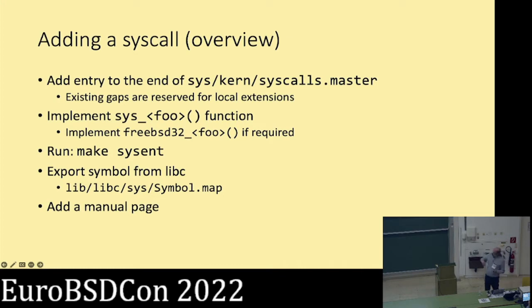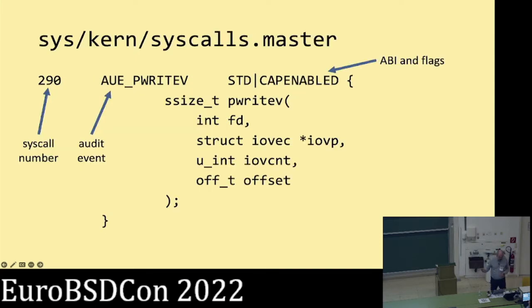You export to generate some files that I'll talk about a little more. You export the symbol from libc, so that you can actually call the system call, as opposed to using the syscall rather. And you add a man page. Always add a man page. Don't make people sad. So here's what an entry looks like in syscalls.master.